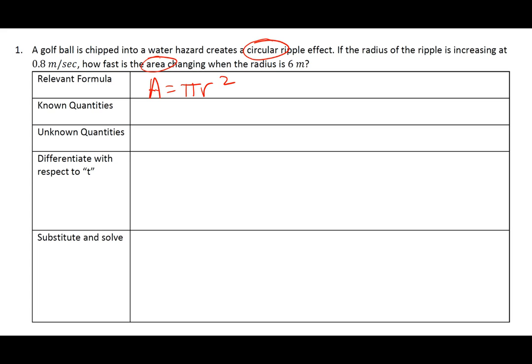So in terms of the known quantity, the radius of the ripple is increasing at 0.8 meters per second. So if you know how fast the radius is changing, you know dr/dt, and that would be 0.8 meters per second. Then you want to find how fast is the area changing when the radius is exactly 6 meters. So we know that the radius is exactly 6 meters. We're trying to find how fast is the area changing, which means we're ultimately looking for dA/dt.